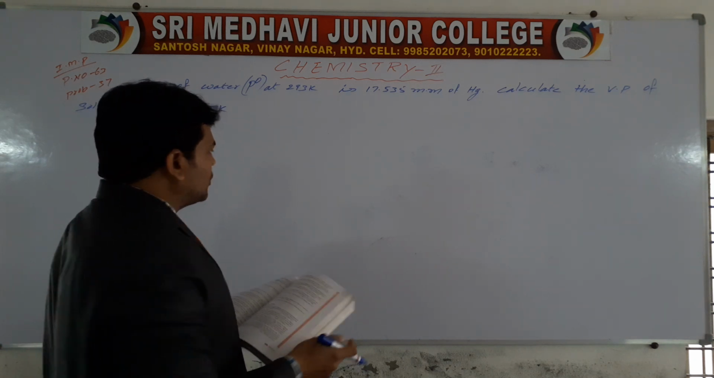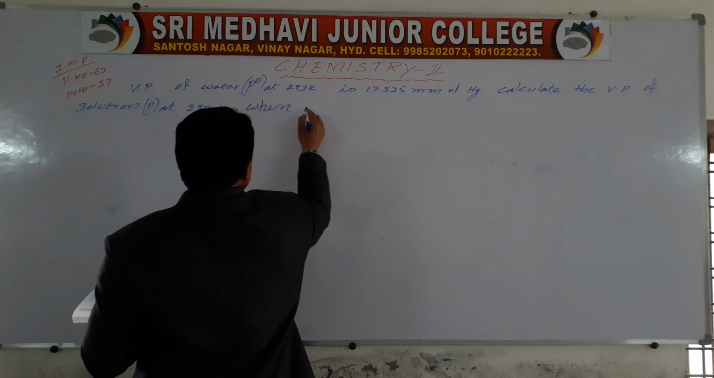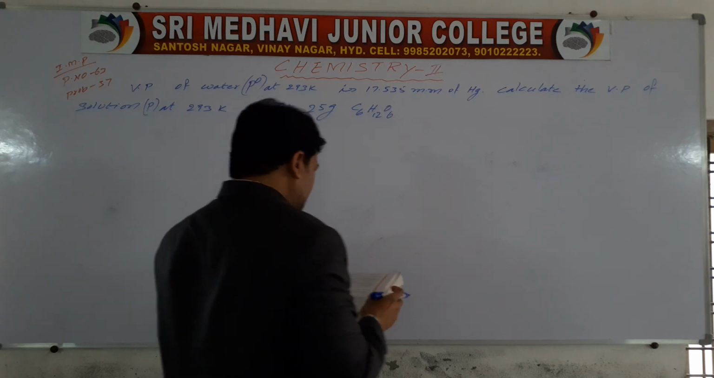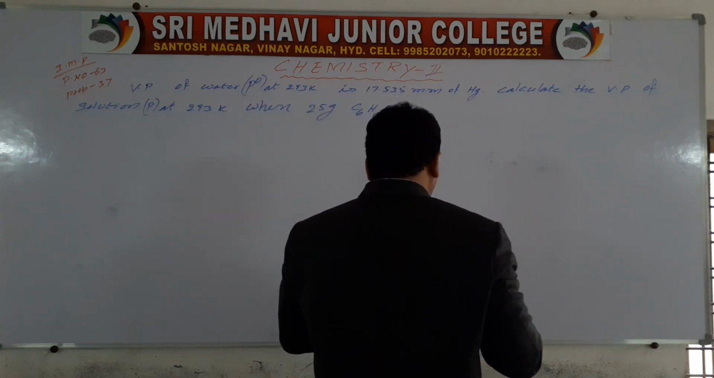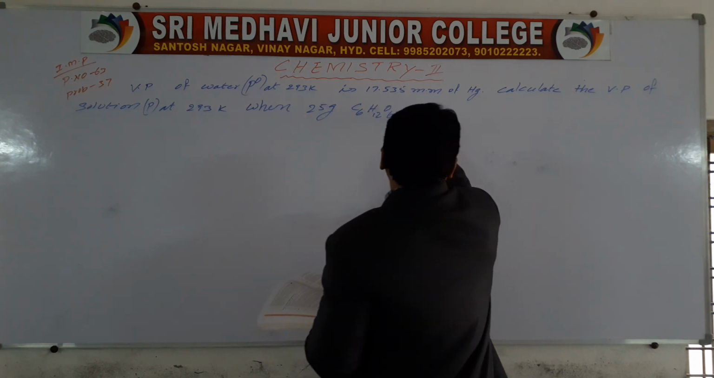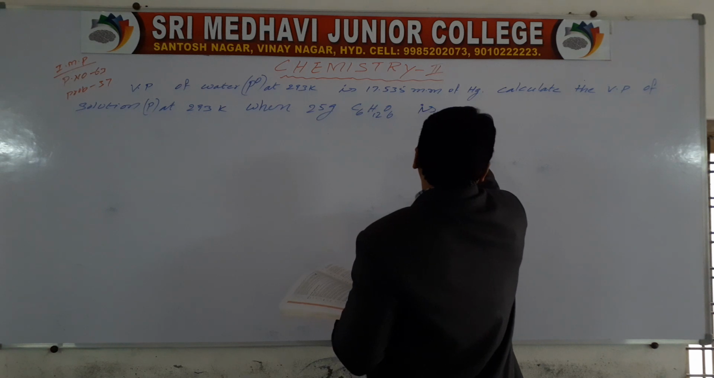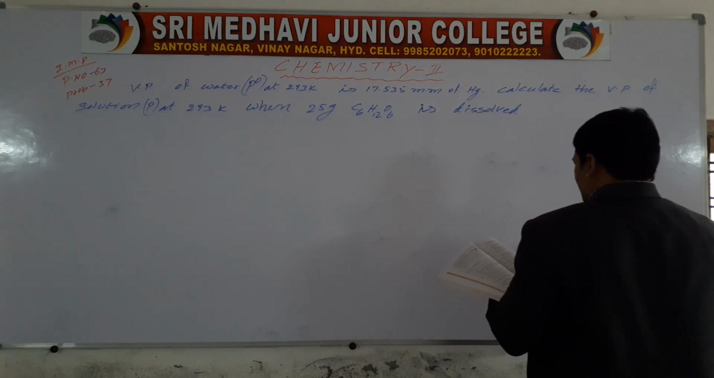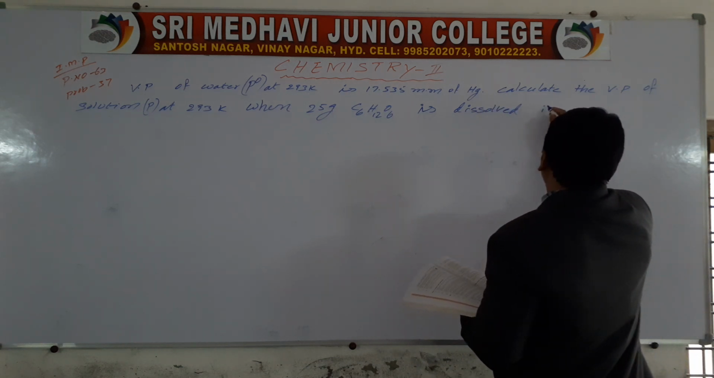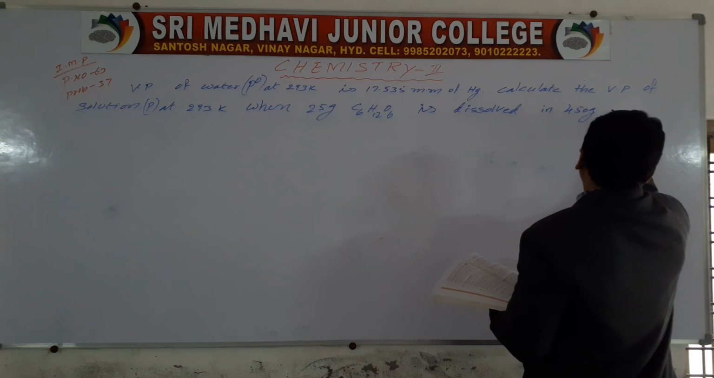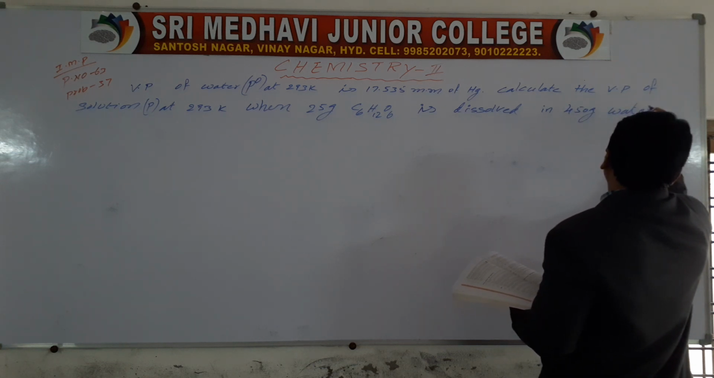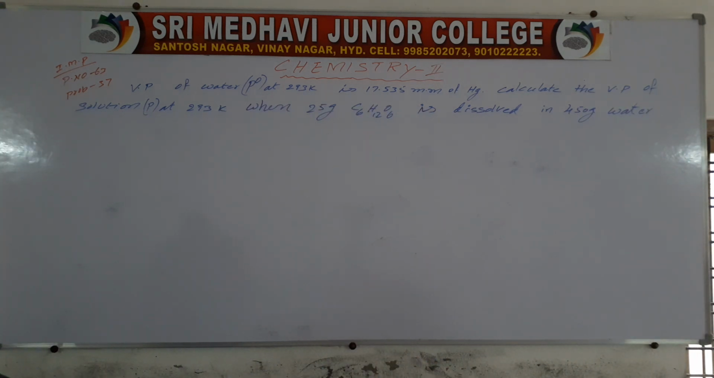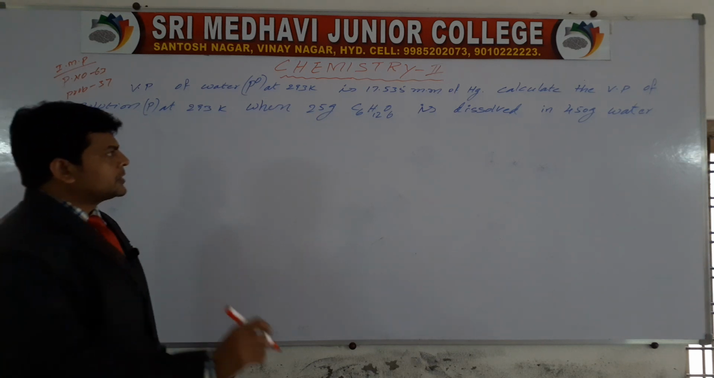When 25 grams of glucose, C6H12O6, is dissolved in 450 grams of water. So this is the question we have to solve.